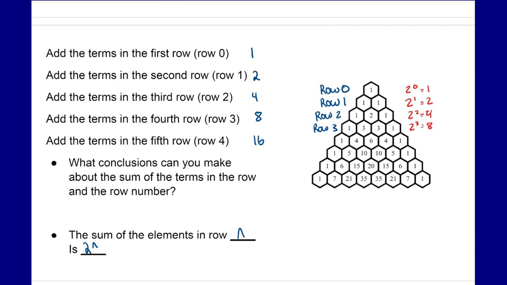Now, where have we seen that before? Actually, we saw that in the previous lesson, looking at some of the problem solving with combinations. We saw that the sum of all possible outcomes or possible combinations for selecting any number of items was 2 to the power of n. So Pascal's triangle actually has a lot of connections with combinations.